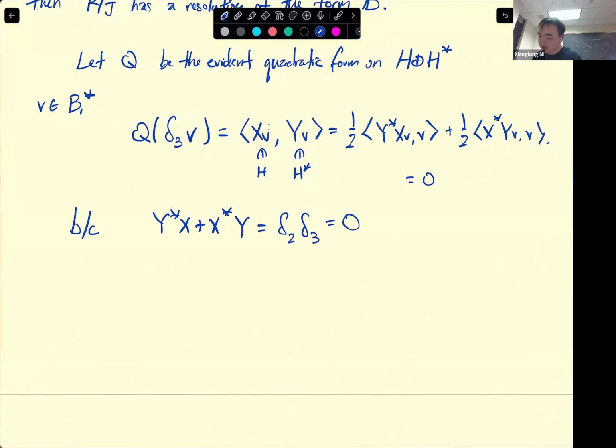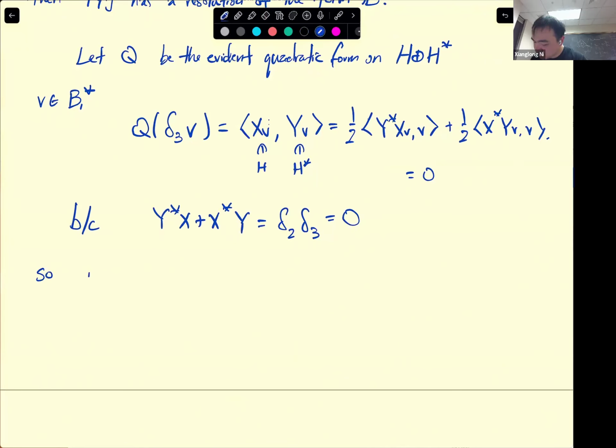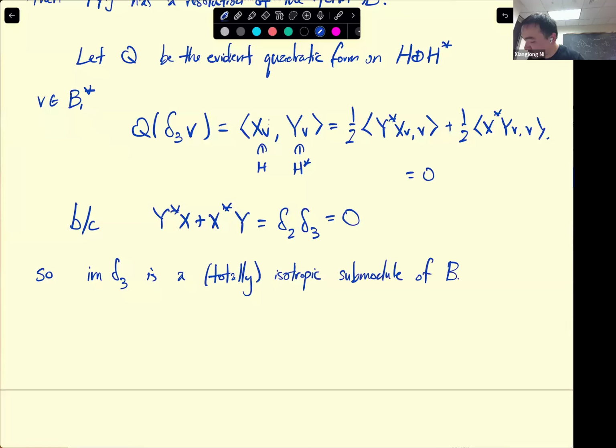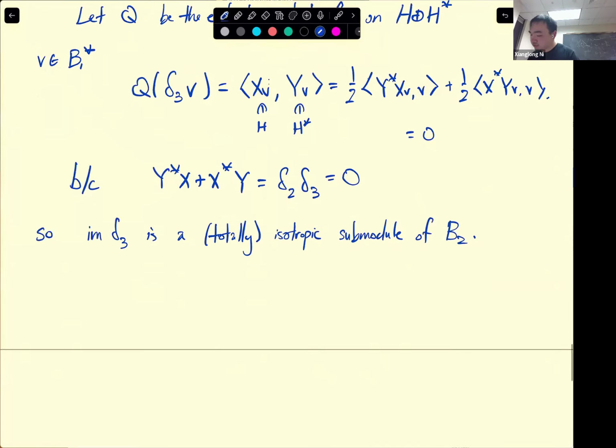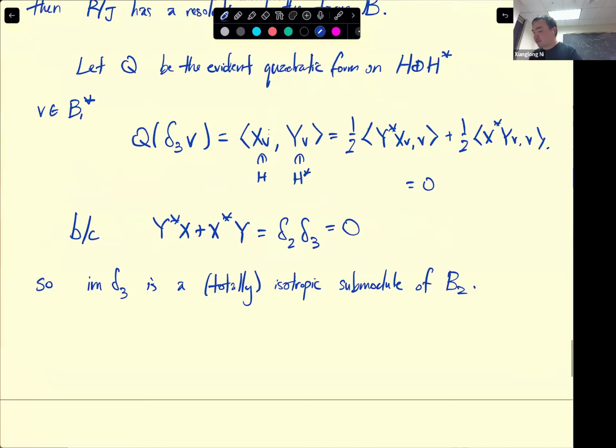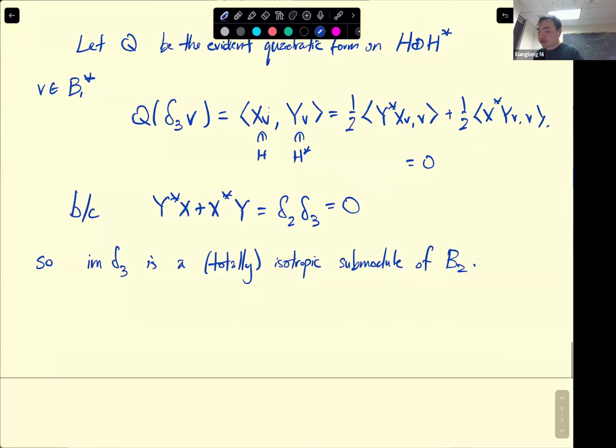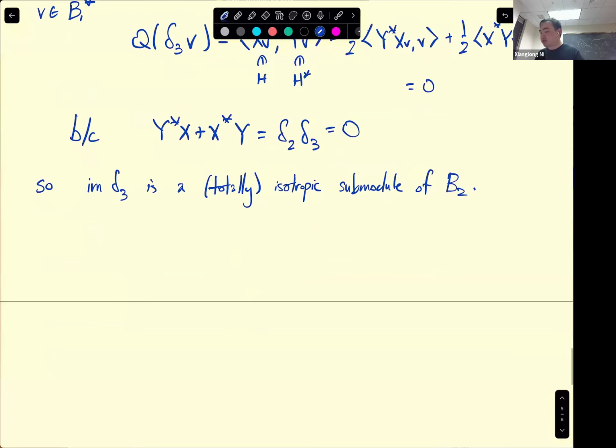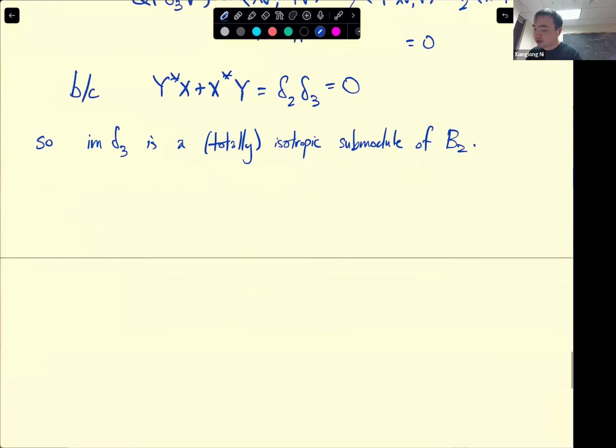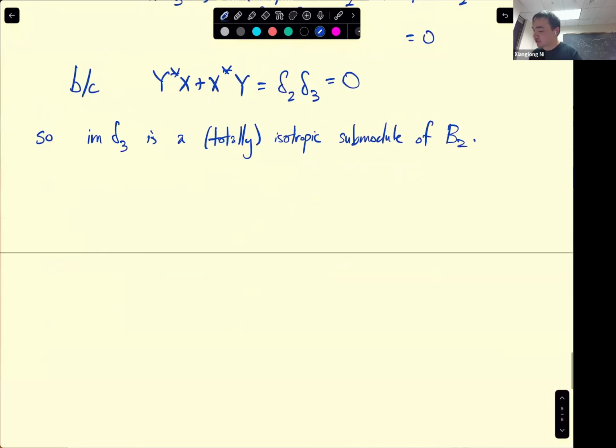All right, so what this shows is that the image of delta 3 is a totally isotropic submodule of B2. And throughout, whenever I say isotropic, I'll always mean totally isotropic. So the quadratic form vanishes identically on the submodule. Now, if I look over the fraction field of R, then the image of delta 3 will define a legitimate point of the isotropic Grassmannian of isotropic n-planes in a 2n-dimensional split quadratic space.